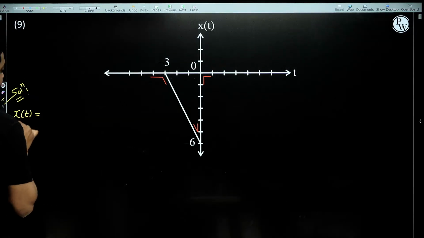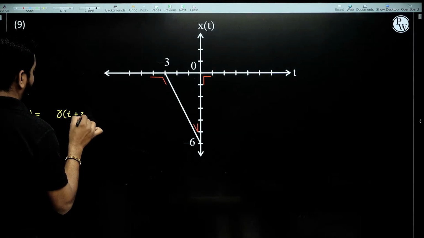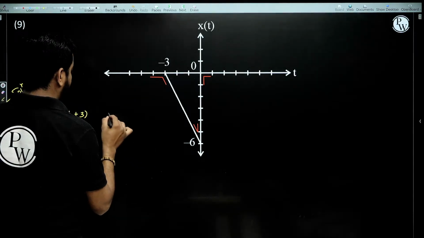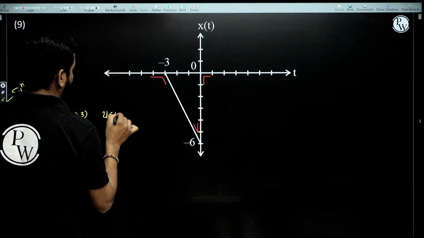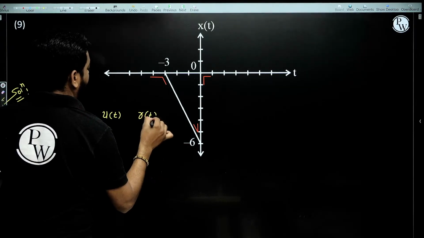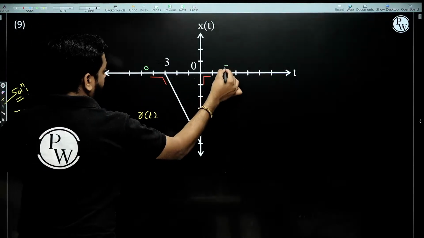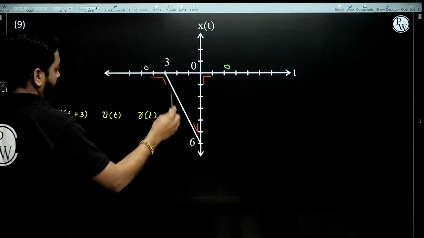X of t, guys, only linear change, so r of t plus 3. Here sudden change as well as linear change. Sudden change at origin, u of t, linear change at origin, so r of t. Now slope. Here the slope value is 0. Here the slope value is 0. What is the value of slope here?